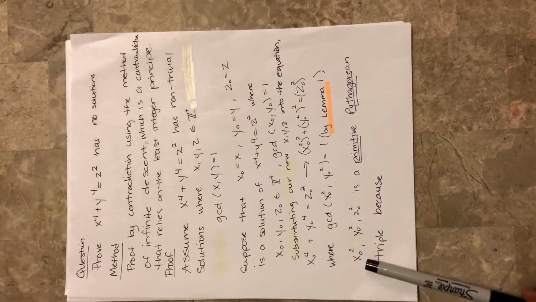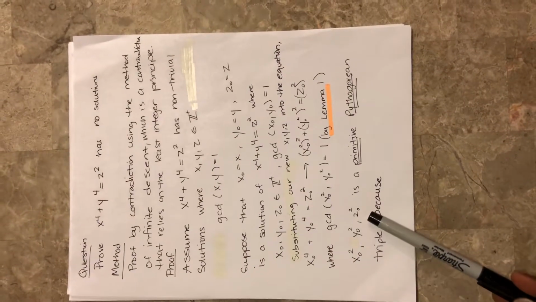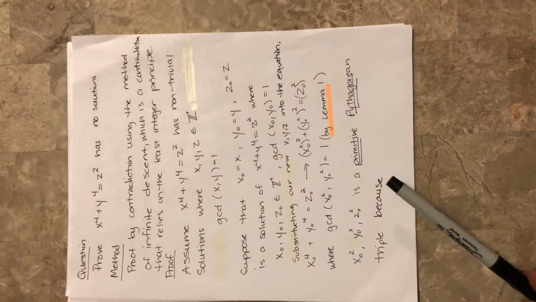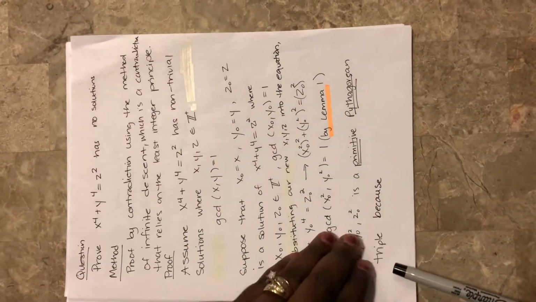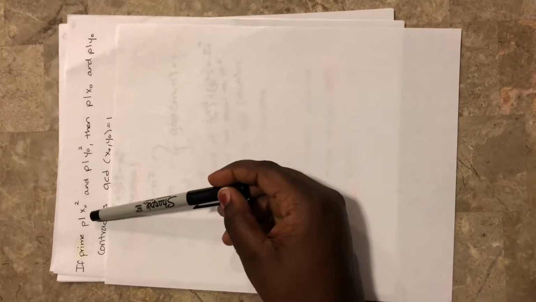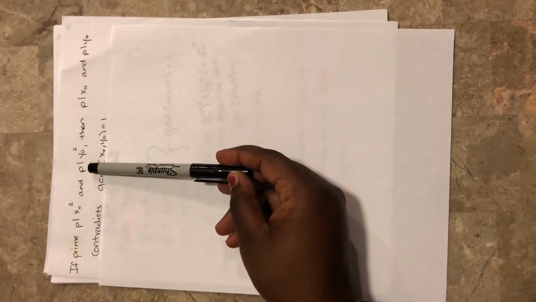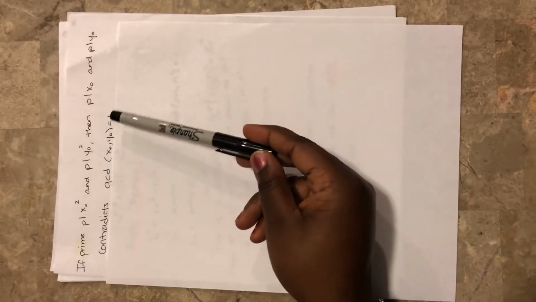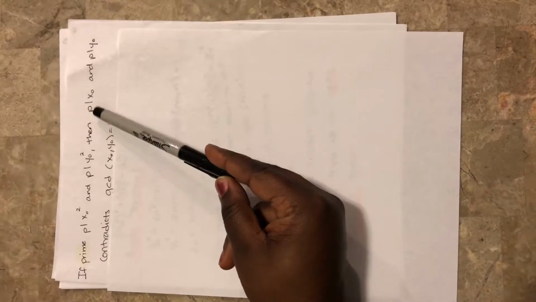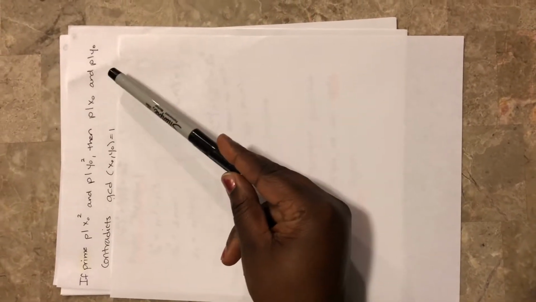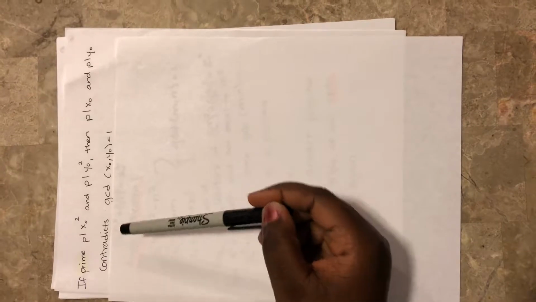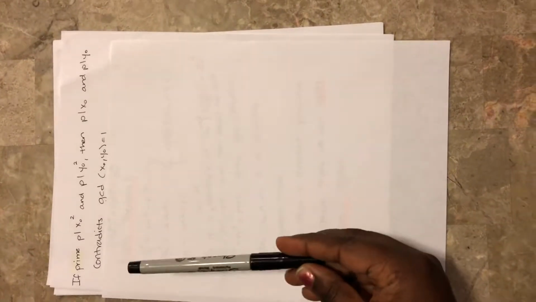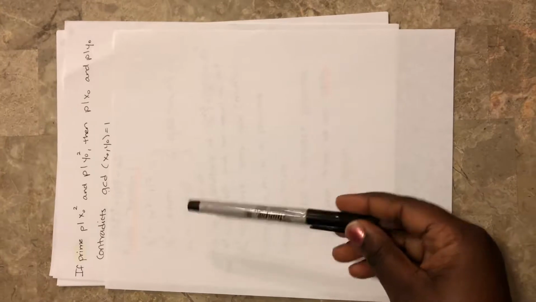We can state that x sub 0 squared, y sub 0 squared, and z sub 0 is a primitive Pythagorean triple. Now, this is because if we were to take a prime p that divides x sub 0 squared and the same prime p divides y sub 0 squared, then p divides x sub 0 and p divides y sub 0, and that would be a contradiction to our original claim that the GCD of x sub 0 and y sub 0 is 1.